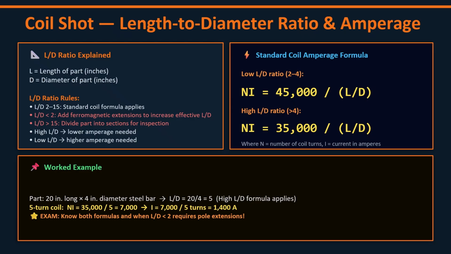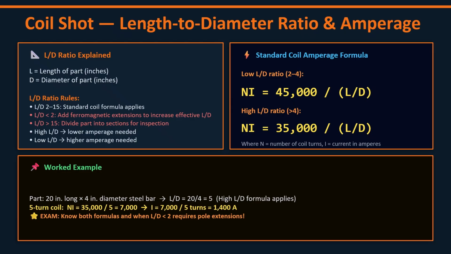For a ratio between 2 and 15, the standard coil relationships can be applied as specified. If the ratio is below 2, the component may need ferromagnetic extensions to increase the effective magnetic length. If the ratio is above 15, the component is generally examined in sections. The training material gives 2 ampere-turn relationships. For a low L/D ratio between 2 and 4, Ni equals 45,000 divided by L/D. For a higher ratio above 4, Ni equals 35,000 divided by L/D.